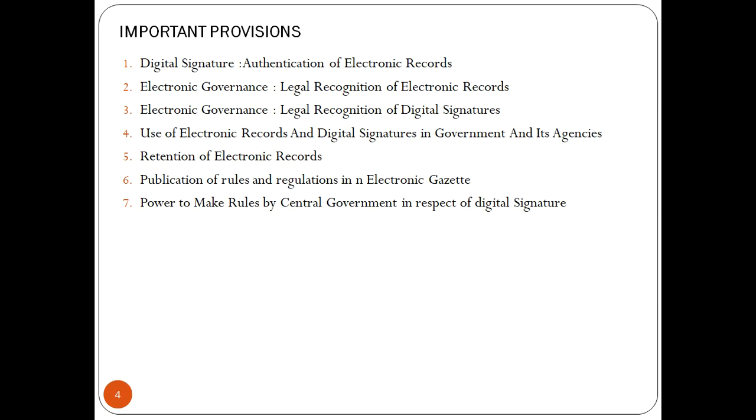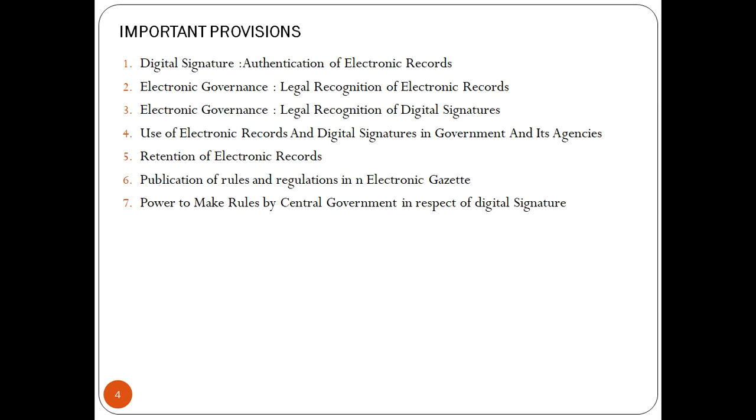And next, the appropriate government may, for the purpose of subsection 1, by rules prescribe the manner and format in which such electronic record shall be filed, created, or issued. And next, the manner or method of payment of any fee or charges for filing, creation, or issue of any electronic record under clause A of section 6 can be defined by the appropriate government.